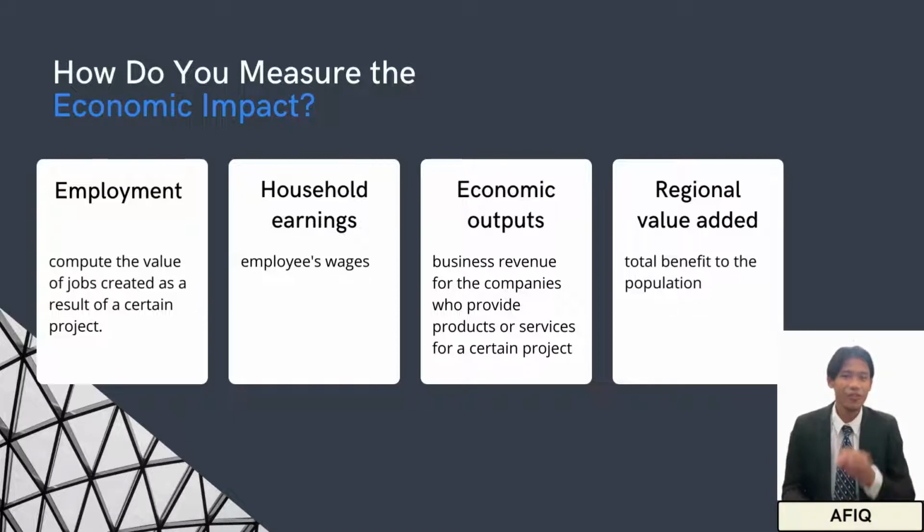And lastly, the fourth one is regional value added. We may define regional value added as the total benefit to the population. For example, if a company built a new hospital in a city where none previously existed, there would be value added in terms of more convenient healthcare. That's all from me. Now I'll pass to the next presenter.